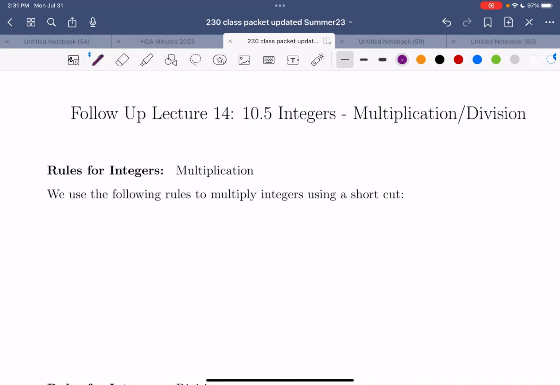Hi all, this is the follow-up lecture 14. So we're following up from lecture 13 on multiplication and division of integers.